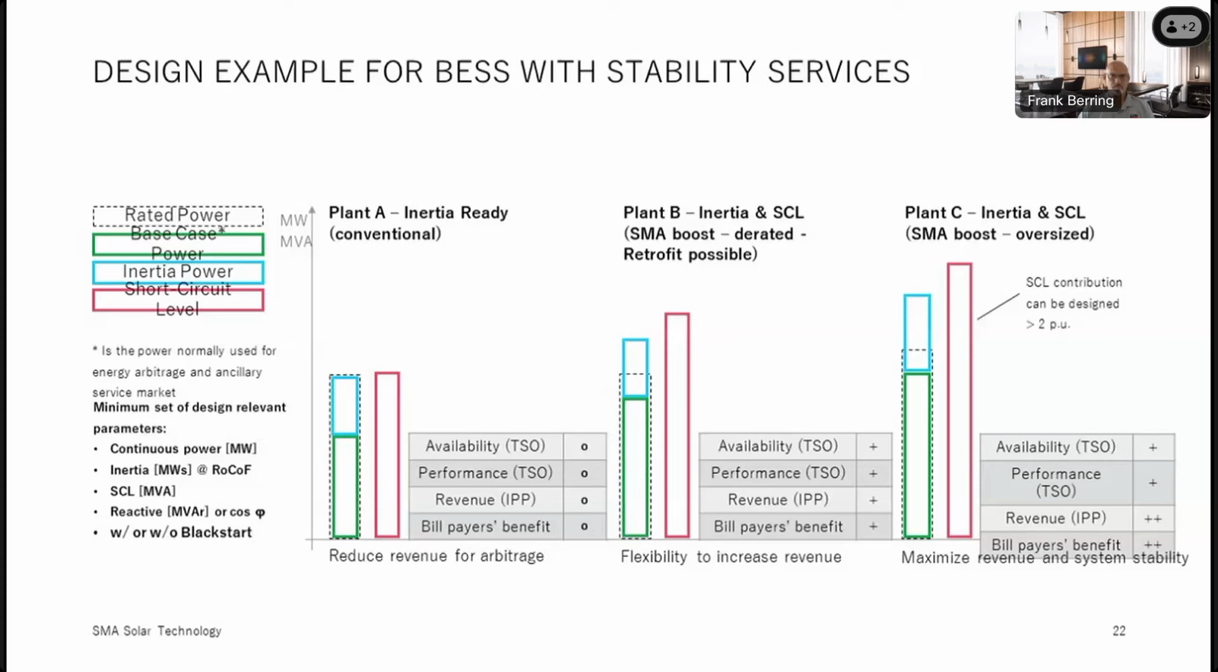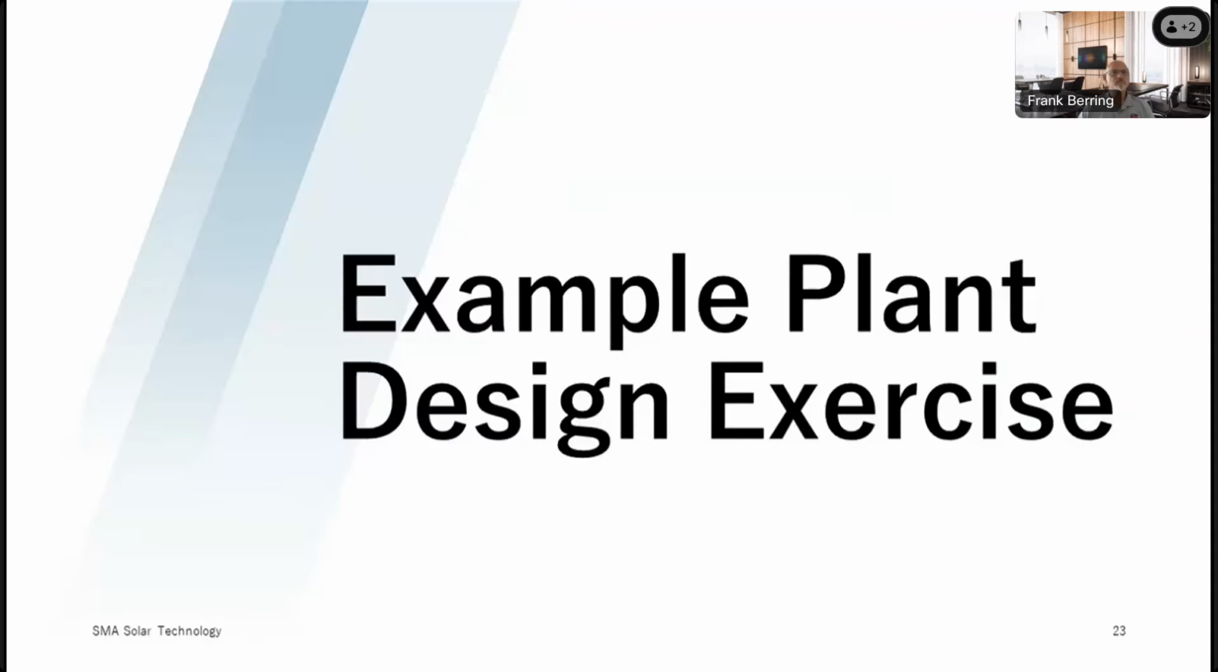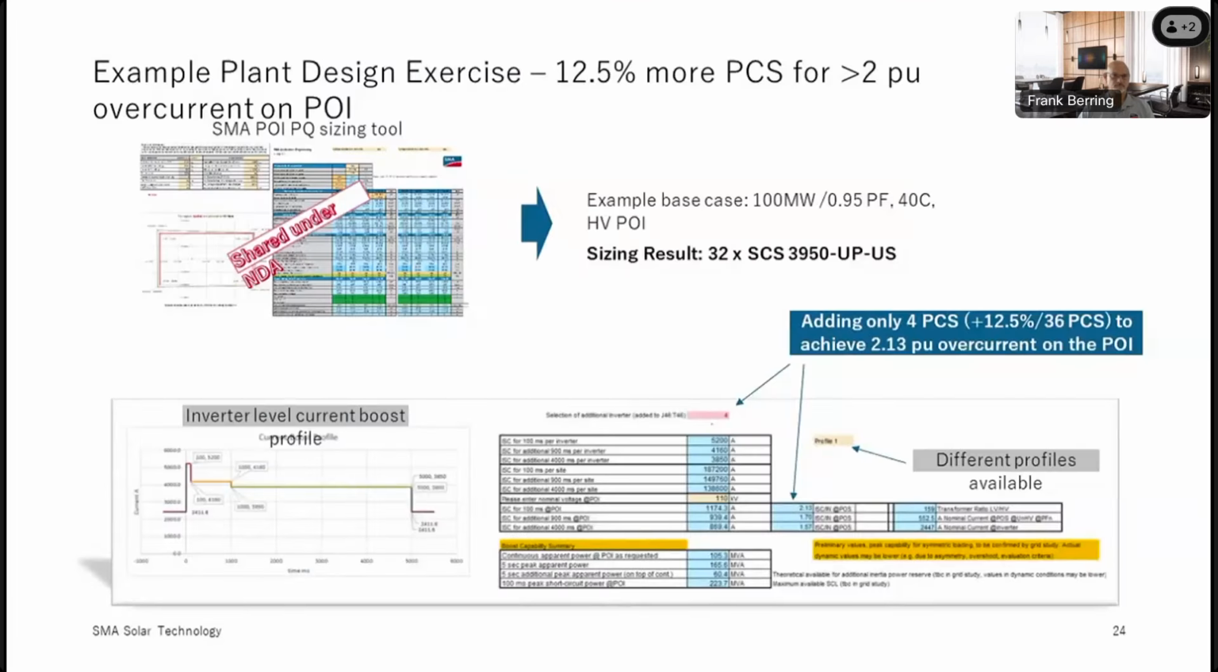So when we're looking at minimum set of design relevant parameters, this is what you see here on the left-hand side. This is really what we need to look at: continuous power, inertia, short circuit level, and reactive power, and with or without black start. So last slide. The last slide shows you exactly in practice how we do these things. It's an example plant design exercise, which in essence, to sum it up here again, because of time reasons, we have 12.5% more PCS, more inverters, to achieve larger than 2 per unit overcurrent on POI.